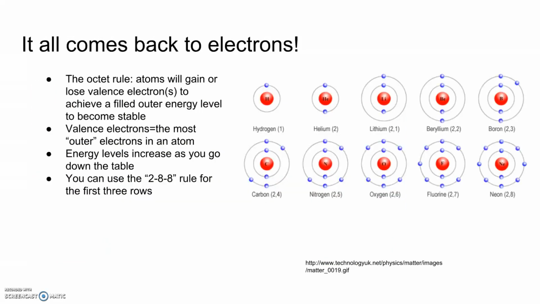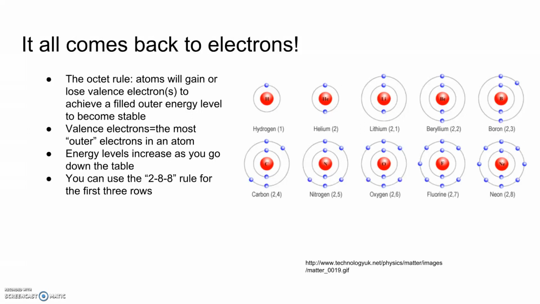As I said, though, if we're talking about those electrons, we should maybe talk about them a little bit more. So this comes back to talking about electrons and talking about the octet rule specifically. So the octet rule is really just saying atoms will gain or lose valence electrons to achieve a filled outer energy level to become stable. So essentially, once you have that filled outer energy level, you're really, really stable.